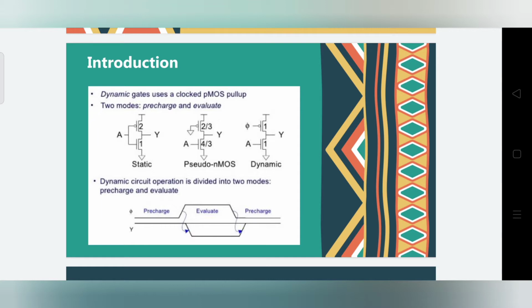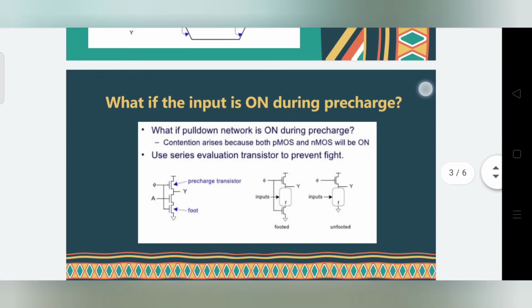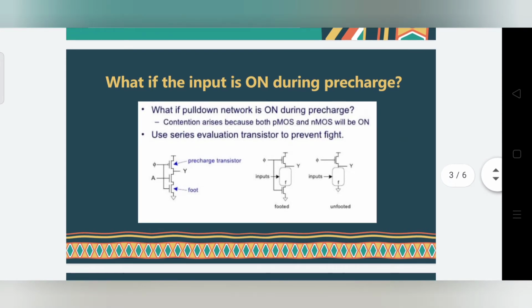While the PMOS is given a 1, the PMOS will be off and the previous state output will discharge to ground. So the precharge, evaluate, and then precharge modes are drawn using a square waveform. Next, we all know during the precharge phase, the clock is 0. Okay. Then, what if the input is on during precharge?